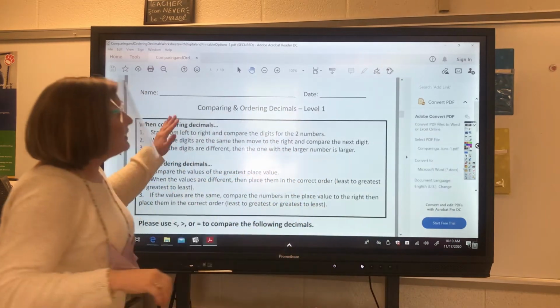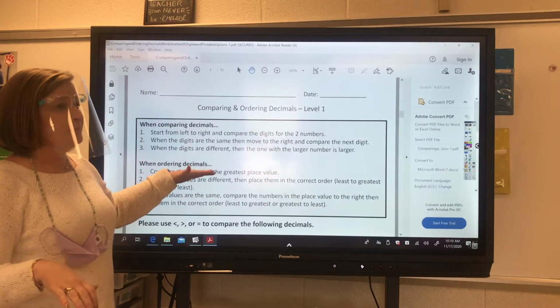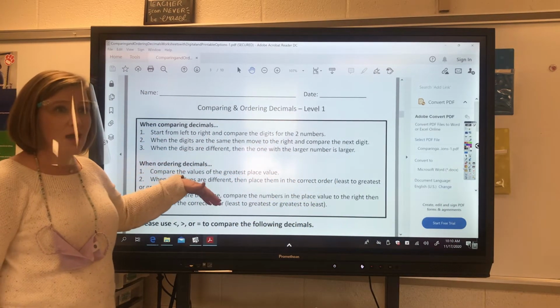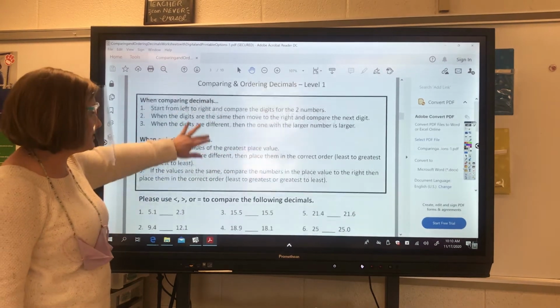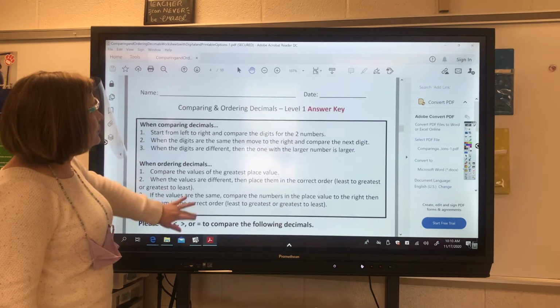All right. When you are doing this at home, this does have the instructions at the top. So if you forget and you don't want to take your journal out, it does have the steps up here at the top.